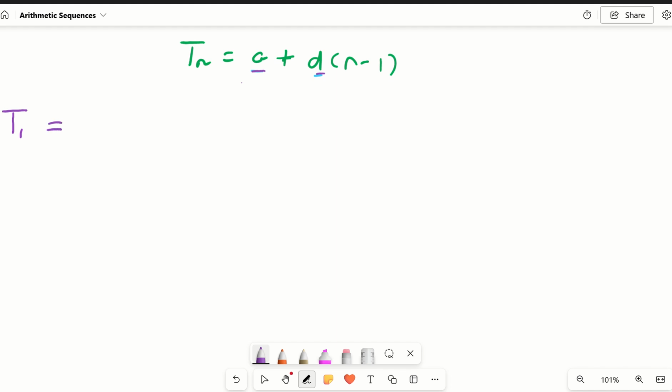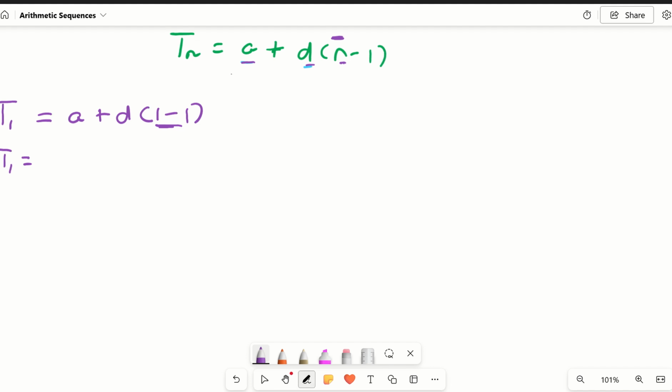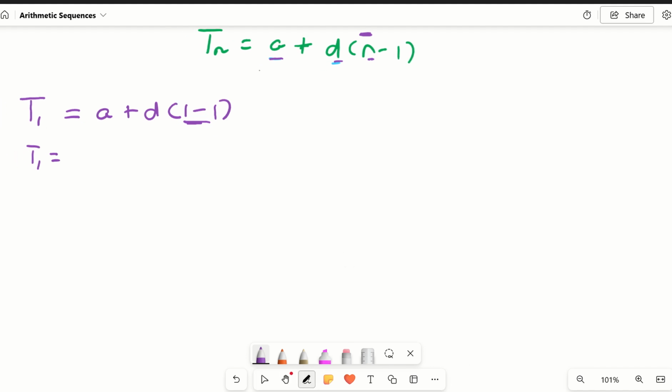So in place of N, I'm going to put 1 in this general term. So that means I'm going to get T1 equals, this will give me 0. Do you guys agree with me? So if I put 0 there, it's going to be 0 times D gives me 0. So therefore, this whole thing will simplify to T1 equal to A. Who doesn't see that?